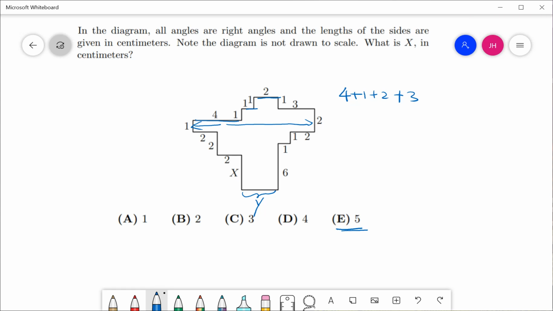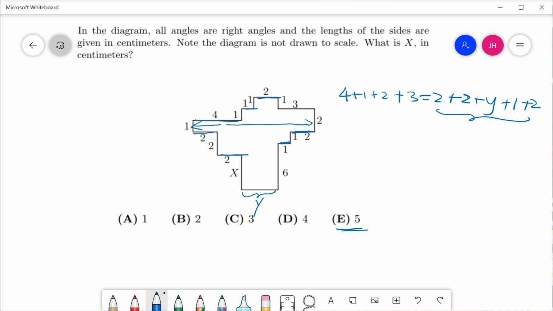At the same time, on the bottom, we have this 2 and plus this 2 plus the y plus 1 plus 2. Okay, this again is from the very left to the very right.